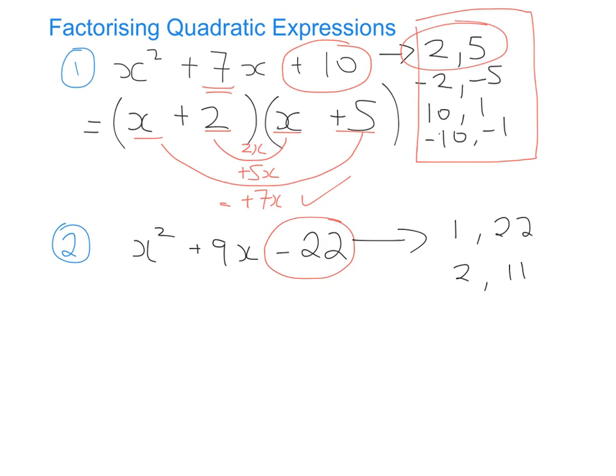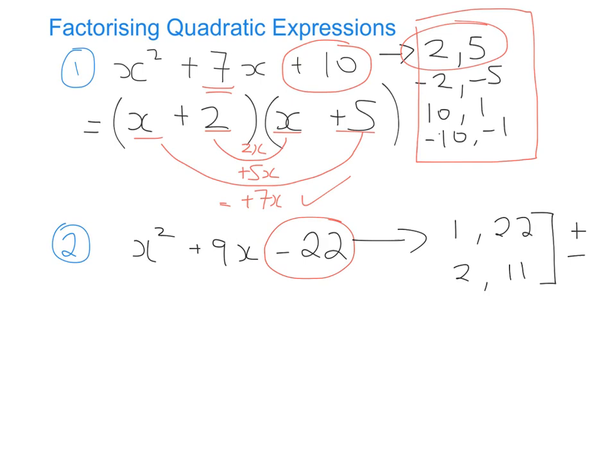So at this stage we think, okay, there are two options. However, because it's a minus 22, that means that one of those numbers would have to be a plus and one of them would have to be a minus, because obviously for two numbers to multiply to give us a minus, one would need to be a plus and one would need to be a minus. So I'm going to use that to help us with the next step.